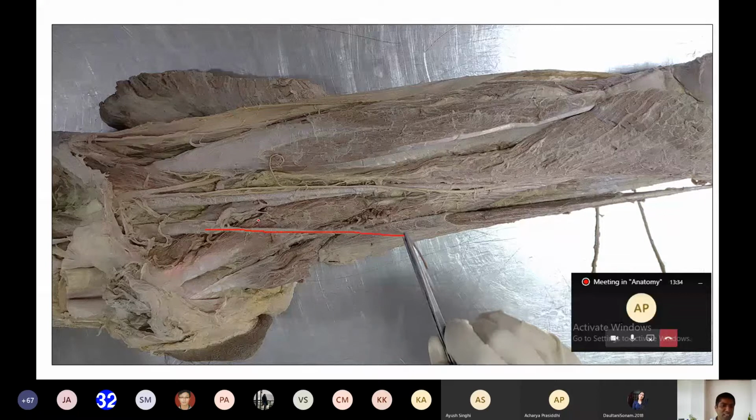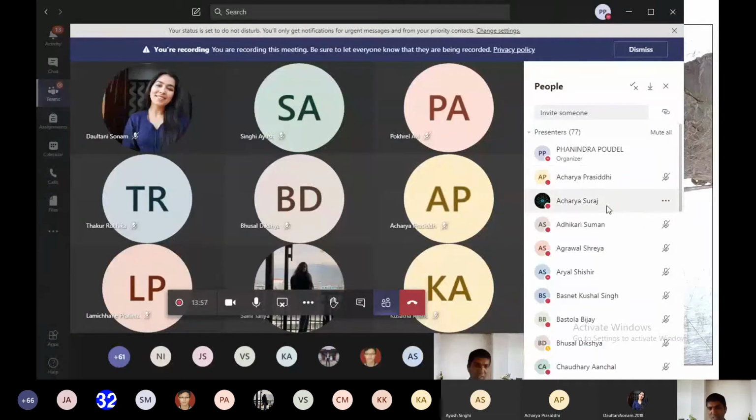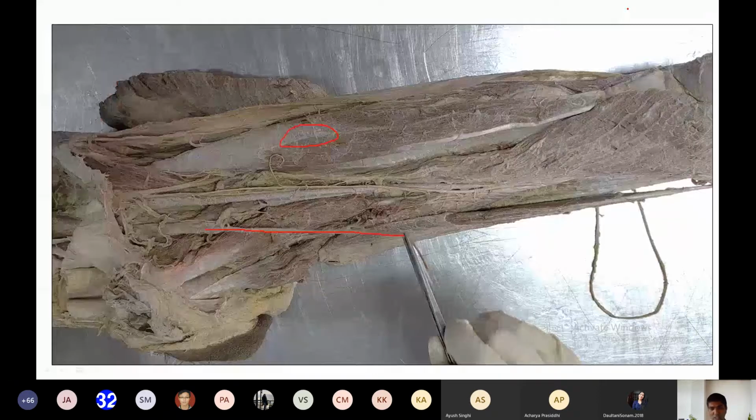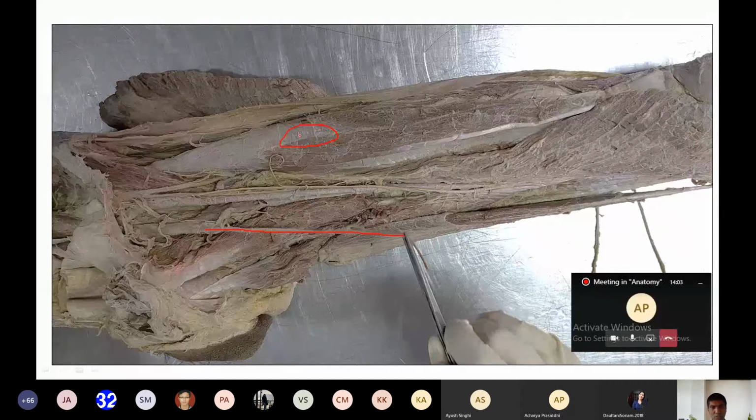Okay, and here is another structure which we can ask. See here, can you identify this structure? What is this larger muscle, which is present in the front of the thigh? I'll pick up some person. Yes, now Suraj Acharya, can you answer this? Sir, rectus femoris. Good, very good. This muscle is the rectus femoris.